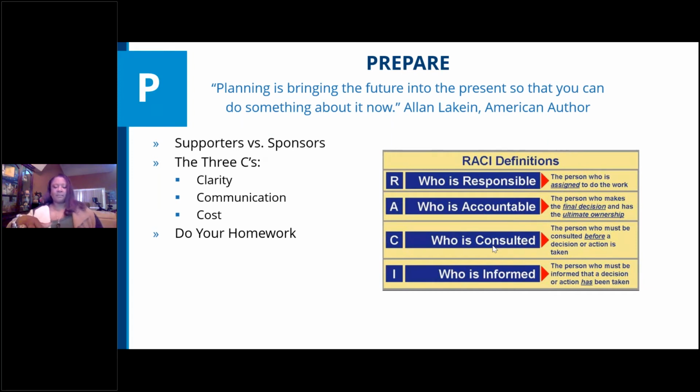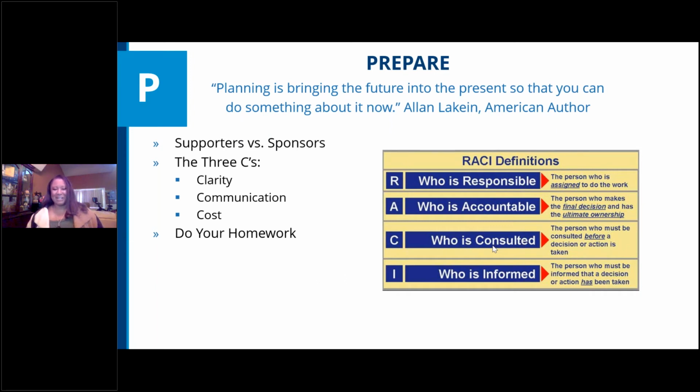I've just put a quick visual here of the RACI, and I'm sure a lot of you have seen RACIs with your organization, but really making sure that you're clear on those who are responsible, those who are accountable, those that you need to consult, and those that you would need to inform. That is extremely, extremely important.